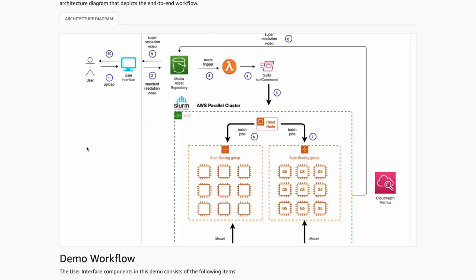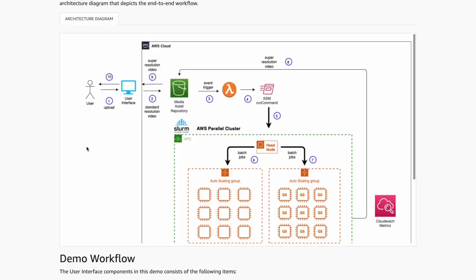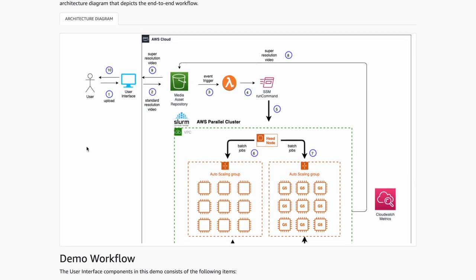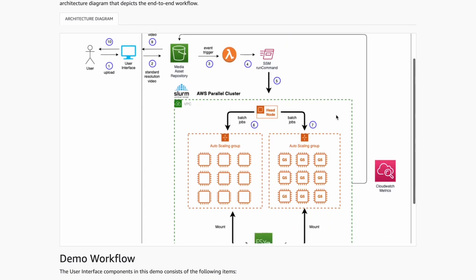Next, I want to show you how we go about building these solutions end-to-end. This architecture diagram shows a user workflow that involves using the web interface that is hosted for the user, where they can upload a standard resolution video into an S3 bucket. Once the video resides in the S3 location, an event triggers a Lambda function which invokes an SSM run command.